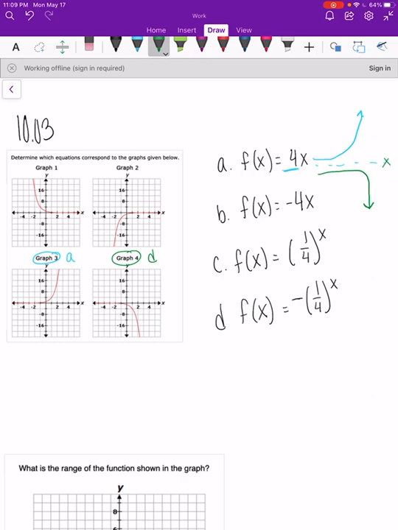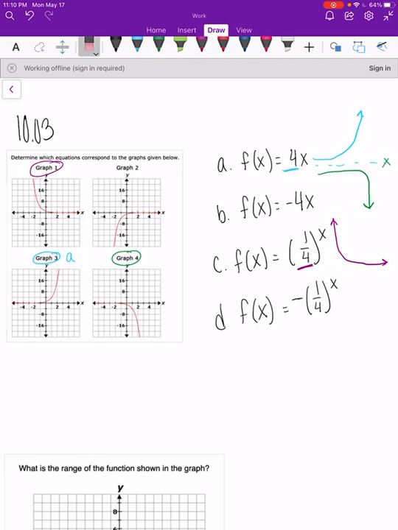C is f of x equals 1/4 to the x. That is almost like the letter A, except it's reflected over the y-axis in a sense. Let me say this. When this number is less than 1, and 1/4 is 0.25, so it is less than 1, it's going to be decreasing. So it's going to start big and then get really small. So the one that looks like that is graph 1. So that is letter C.